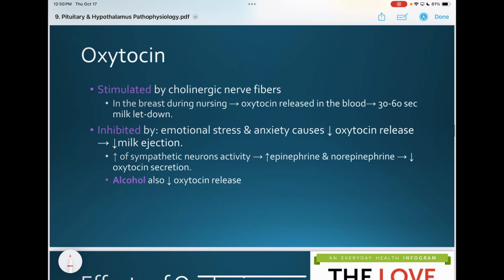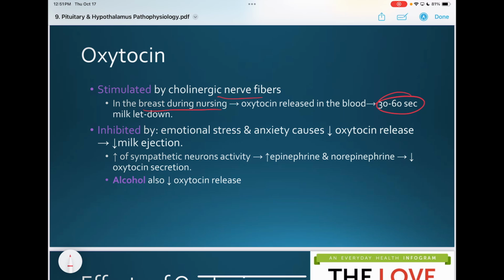Oxytocin, stimulated by cholinergic nerve fibers. So in the breast during nursing, oxytocin is released in the blood. 30, 60 seconds later, milk letdown. Could you imagine if, for women to breastfeed their child, once the baby starts crying and is hungry, it took 2 hours before you started letting down milk? No, it's got to be faster. That's why these neuroendocrine hormones, posterior side, are neurally stimulated, so they can happen faster.